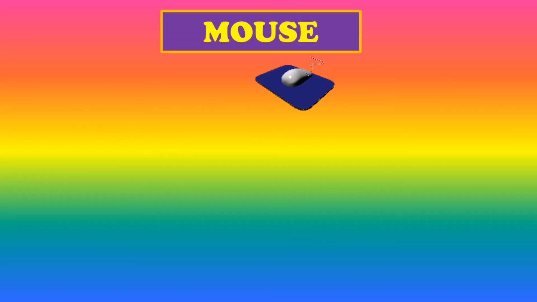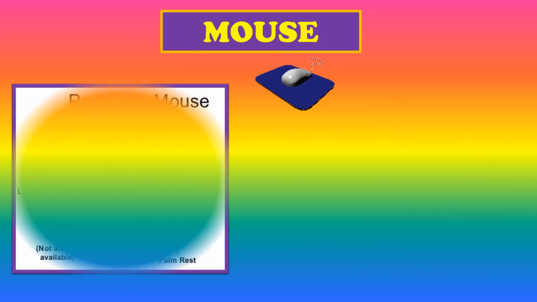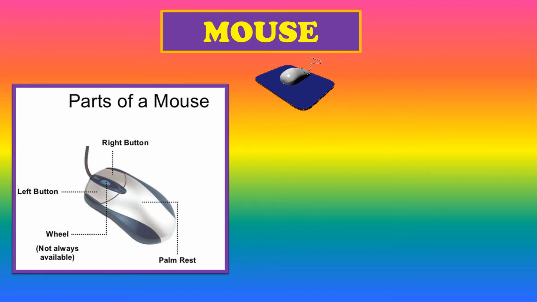Now let us see what a mouse is. You all know a mouse is a pointing device. It is connected to the CPU by a cable. See various parts of the mouse. It has two buttons, left button and right button. It also has a wheel in the center of the two buttons.